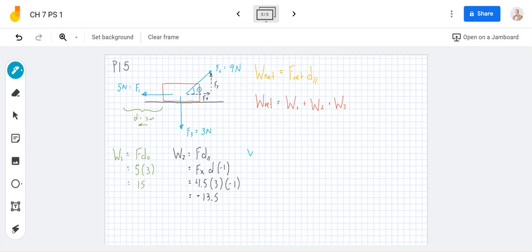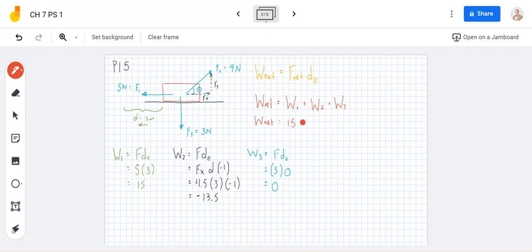And let's do the work done by 3. So I need F times D that are parallel. Well, here's the thing. This force is straight down. It has a value of 3. But what distance does it move that's parallel to this? And the answer is 0. It does not move at all in that direction. And so there has to be some component that's in the same direction, and if not, it's 0, because this is 90 degrees. So, given this context, let's go back and express our net work.